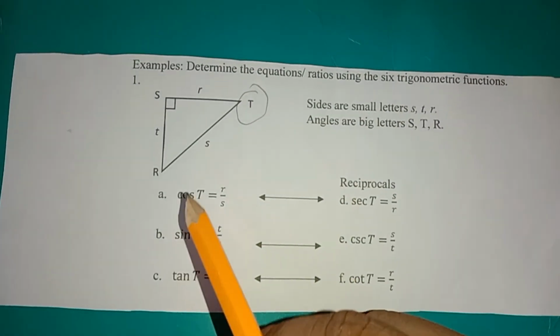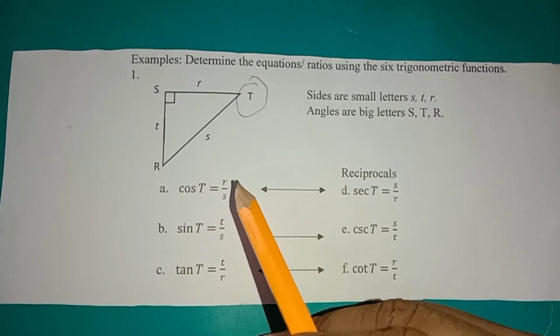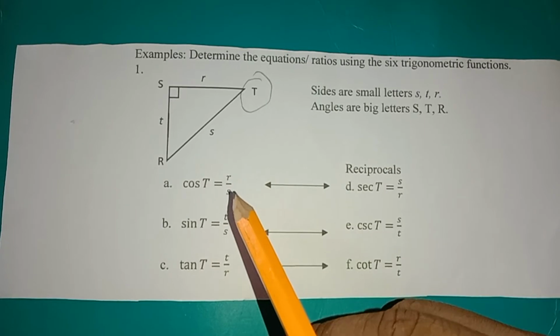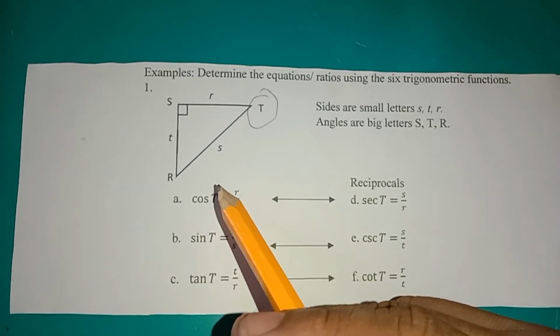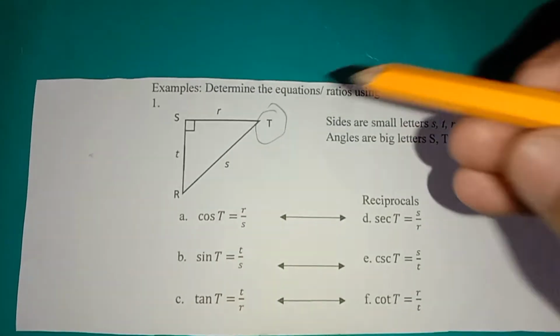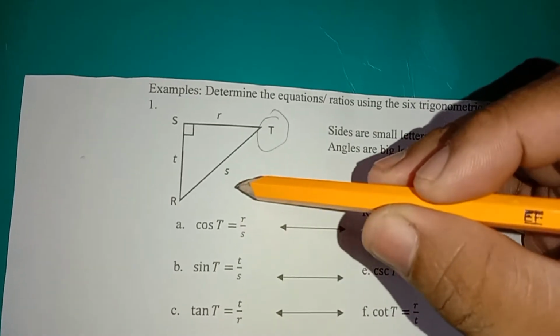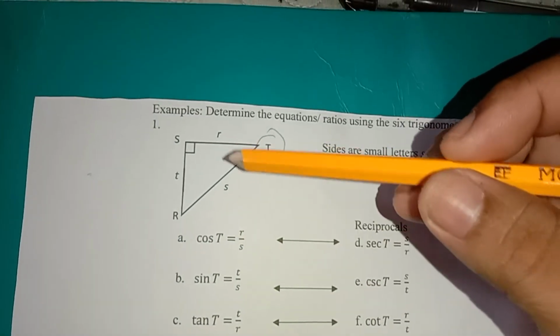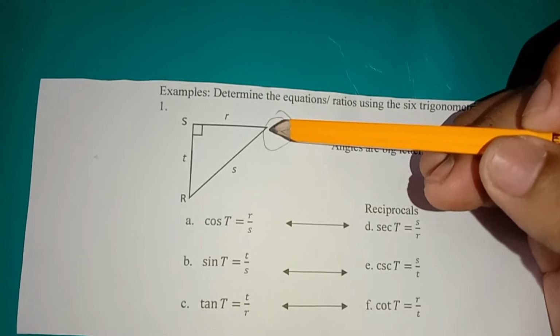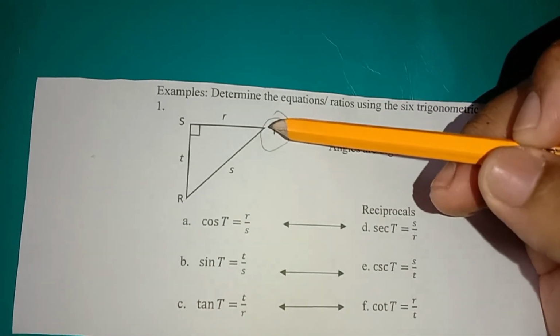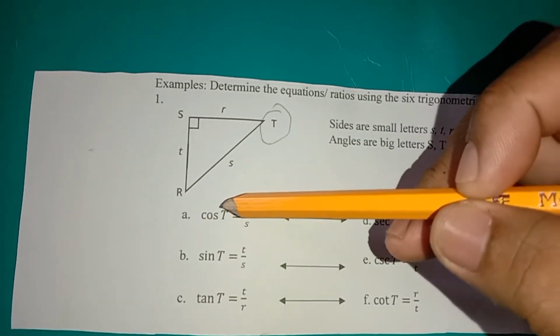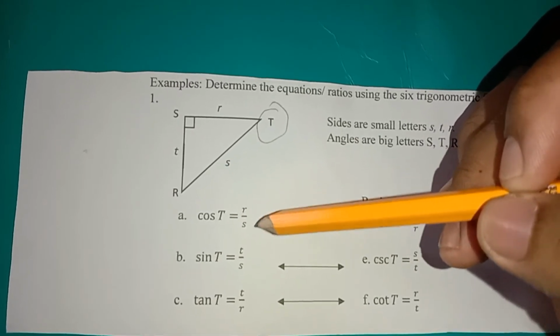First one, cosine of T, that is equals R over S. So that is under the K, no? K, or adjacent over hypotenuse. So the adjacent is R, hypotenuse is S. So cosine of theta equals R over S.